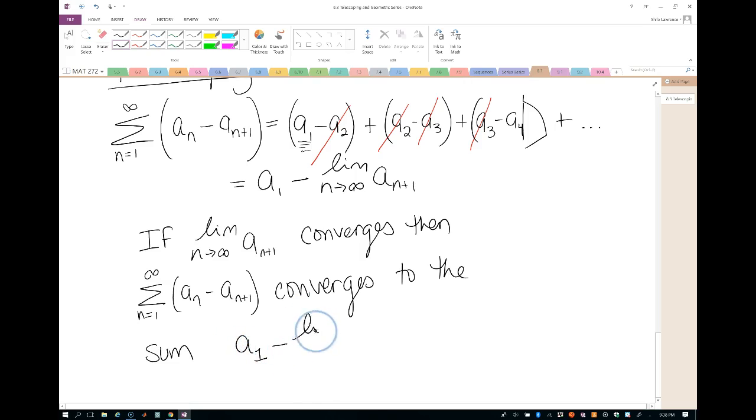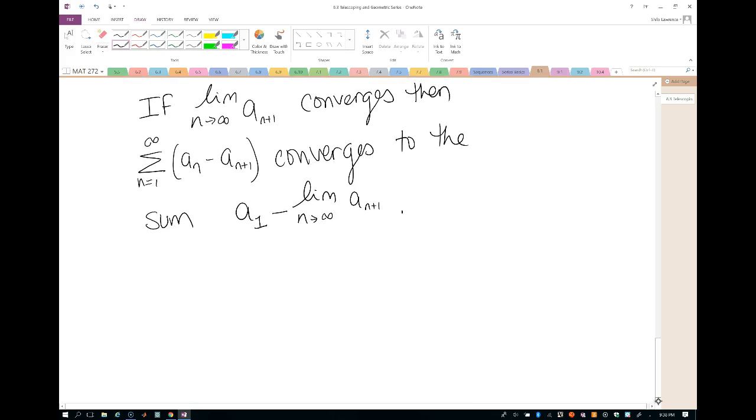A sub 1 minus the limit as n approaches infinity of a sub n plus 1. So we just need to see where those terms are going. If those terms are eventually going to reach a finite value, or if they're just going to blow up to infinity. So let me show you a couple of examples of telescoping series.